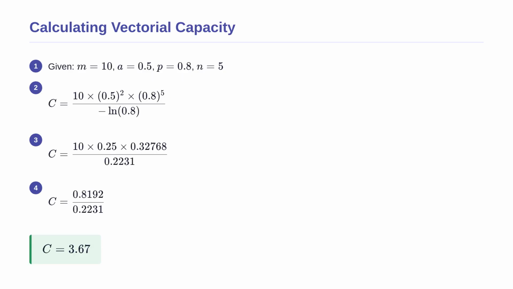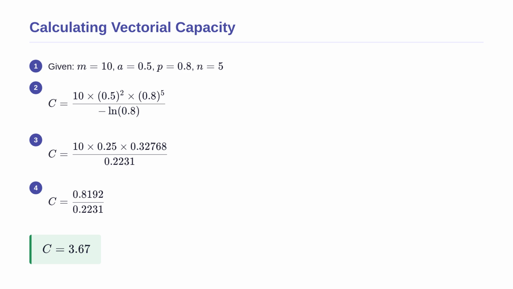Now that we have our formula, let us see this with a concrete example using a population of oriental rat fleas. We are given a flea-to-host ratio of 10, a biting rate of 0.5, a survival rate of 0.8, and an incubation period of 5 days. We need to find the vectorial capacity to see if an outbreak is likely.